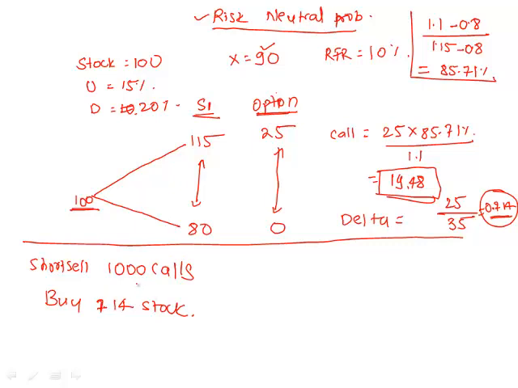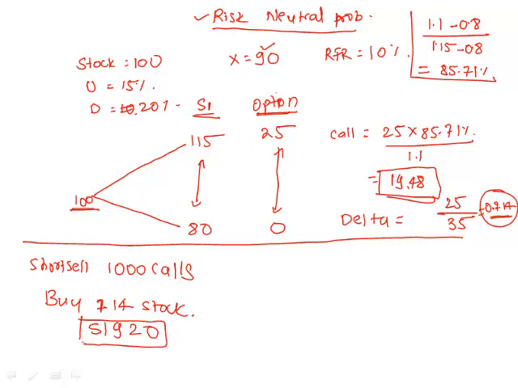I have bought 714 stock and short sold 1000 calls. Let's find out what is the initial investment. Initial investment would be, please do this, 19.48 into 1000. Keep this number positive and store it in the first memory slot. 714 into 100. Make this number negative, store it in the second memory slot. RCL1 plus RCL2. How much? 51920. Okay, fair enough. So 51920. That means the amount invested originally is 51,920.